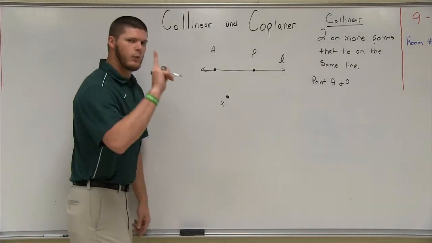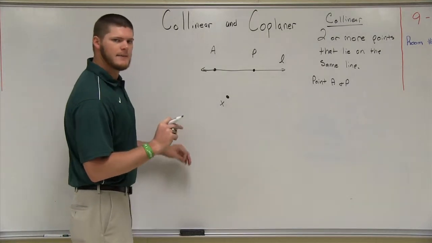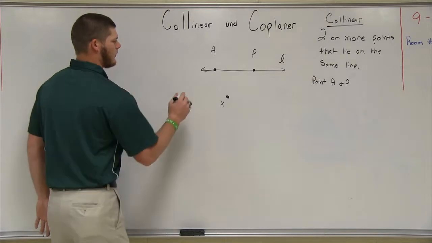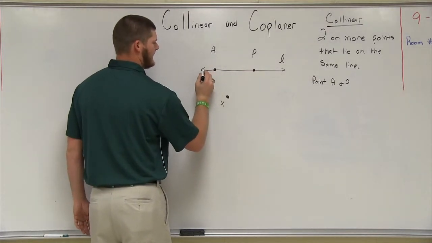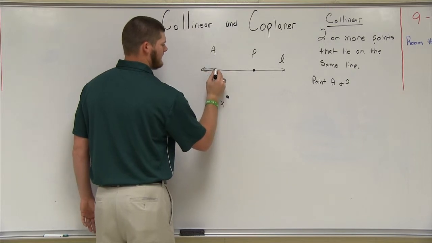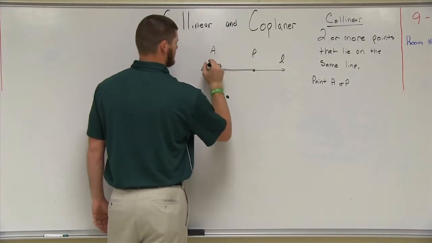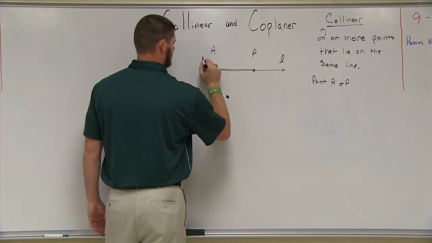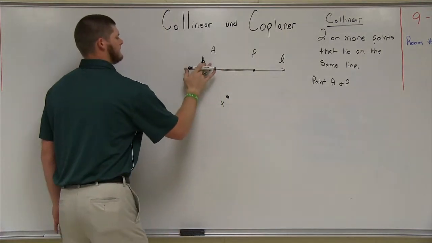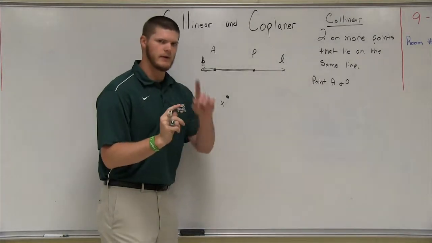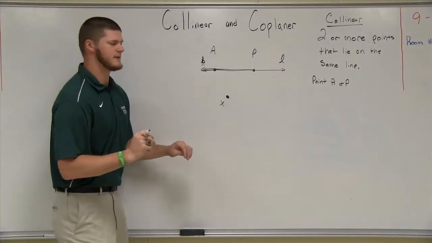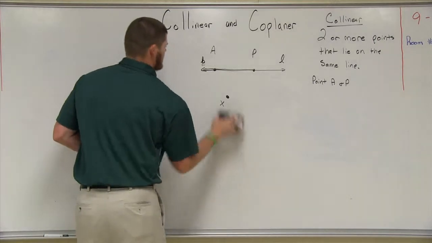Now, only one single line can lay between 2 points. So we couldn't have line L go through P and have line B. We couldn't have line L and line B because only one line can go through 2 single points.